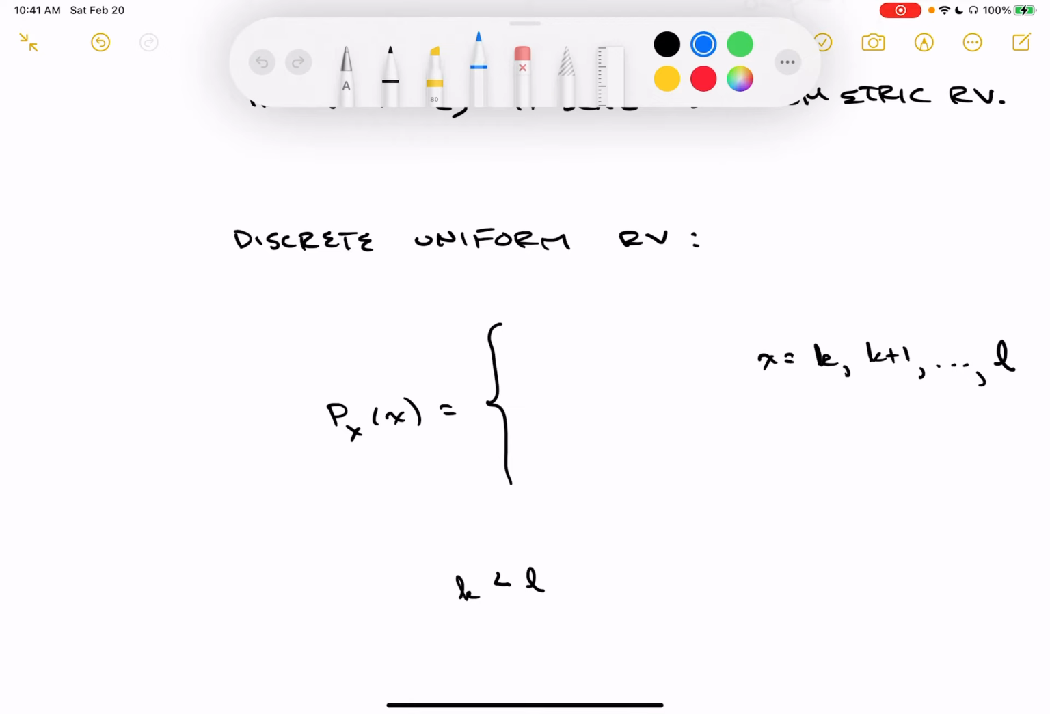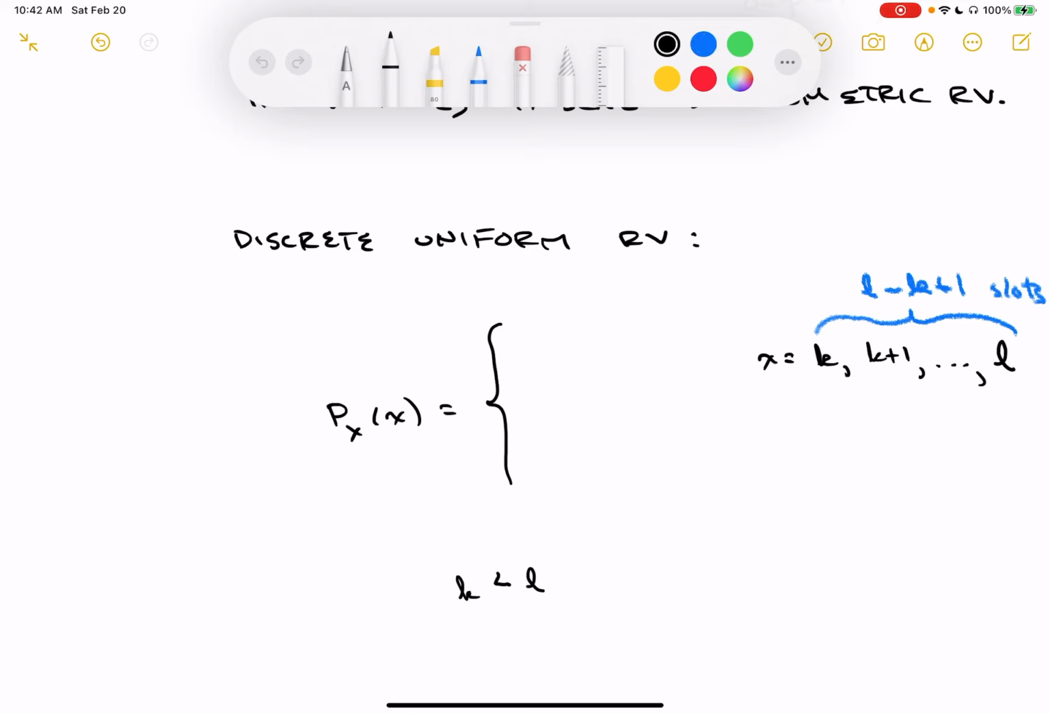If I take a look at going from K to L, there are L minus K plus 1 slots or values here. So take, for example, K equaling 0 and L equaling 5. You go 0, 1, 2, 3, 4, 5. That's a total of 6 values. So 5 minus 0 is 5, plus 1 is 6. That equation seems to hold out.